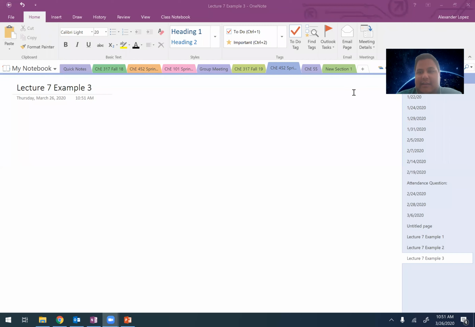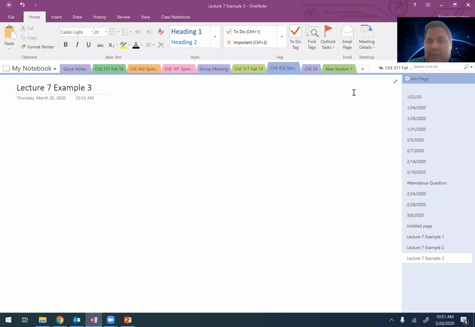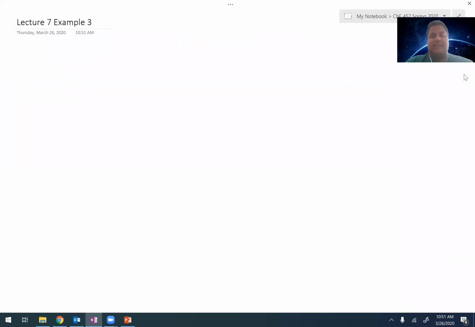So I'm going to go ahead and get my screen to share, and we can get started on our OneNote board and work through example 3 in the lecture. For this example, we're looking at determining the relative reaction rates for a simple first order reaction.